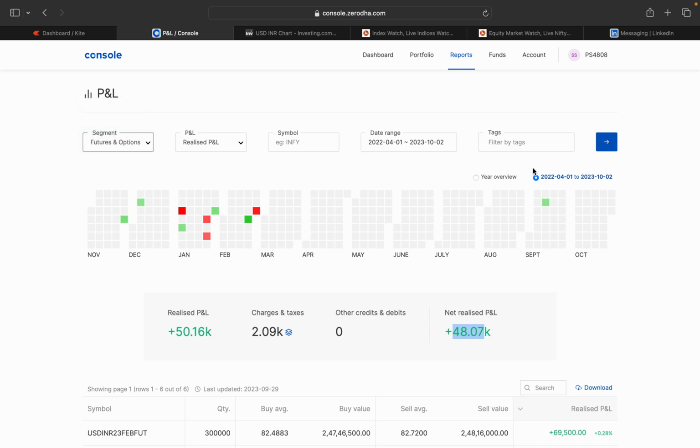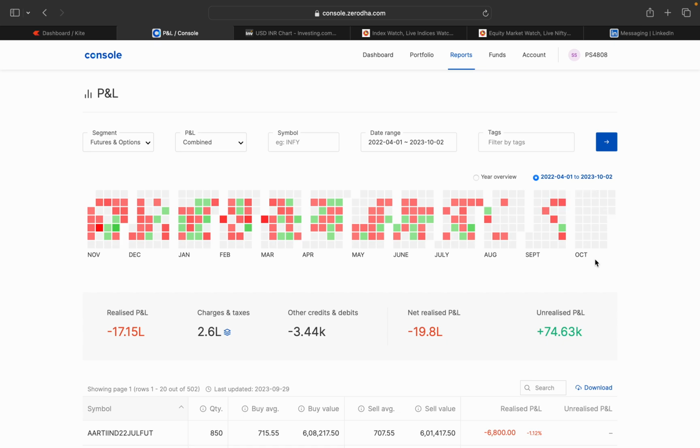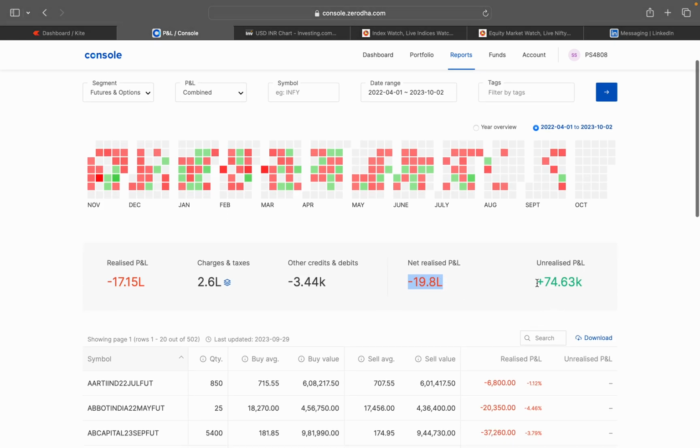And now FNO, you'll combine everything, because I'm not trading these securities, but now in futures and options, because we are dealing with the current time frame, instead of only choosing realized, I'm going to choose combined. And yeah, this is the bad one. This is a 20 lakh loss actually, and an unrealized of 75,000 rupees is nothing, is not good. So this 20 lakh loss, it's really bad.